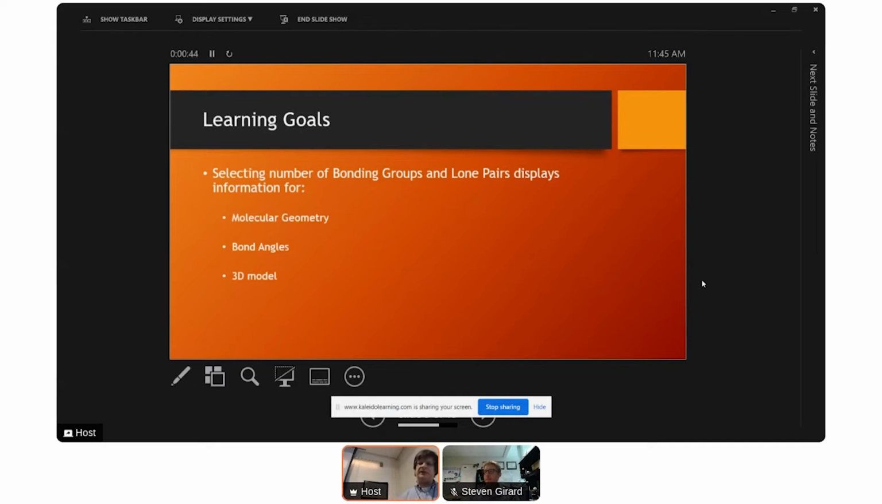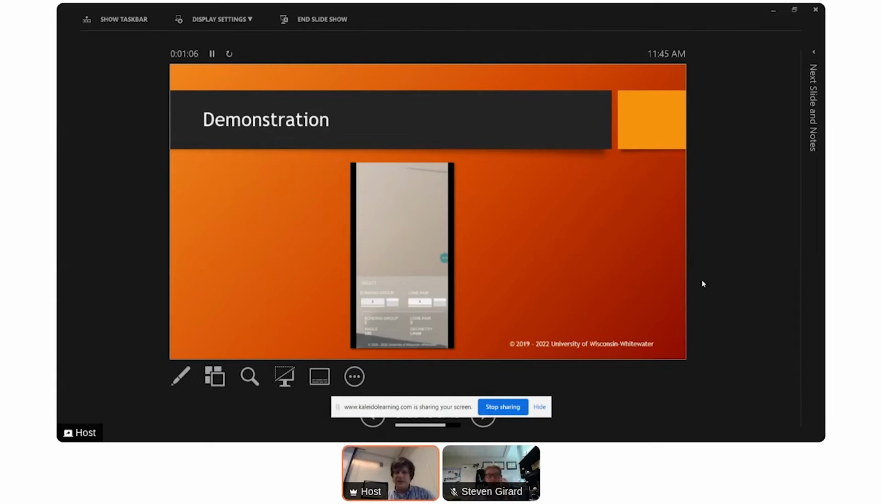So when they make that choice of the lone pairs and of the bonding groups, they then get back information that reflects the molecular geometry, the bond angles, and then the actual 3D model in augmented reality. So all of that other information in the chart that was connected to those 2 choices, what is the result? So here's a brief video, just a couple minutes, showing it in action.